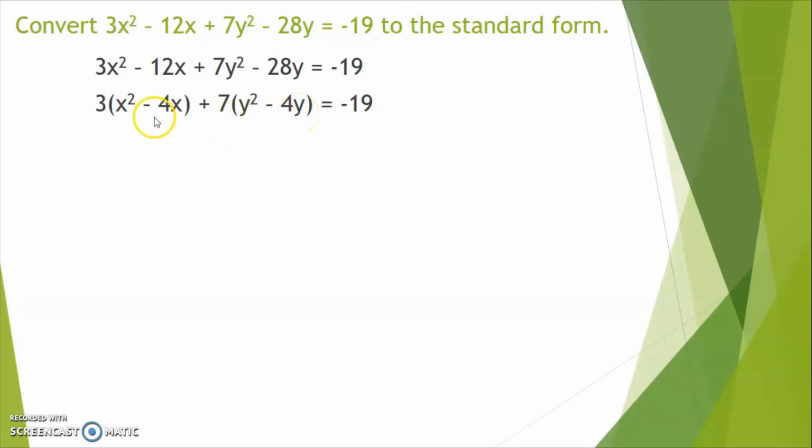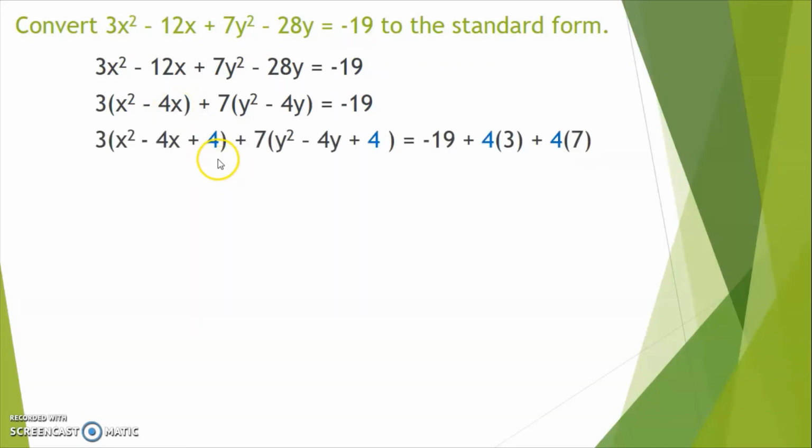At this point, complete the square. Half of -4 is -2. Square it. We'll have 4. So we add 4 here. The same thing for the y term. So we add 4. So we also add 4 times 3 to the other side, then plus 4 times 7.